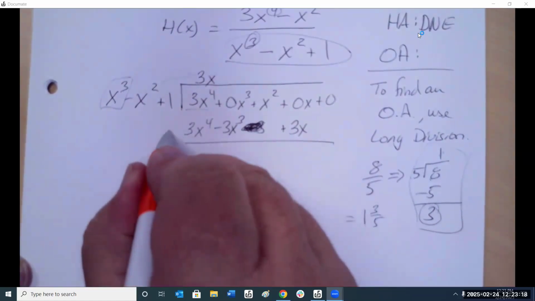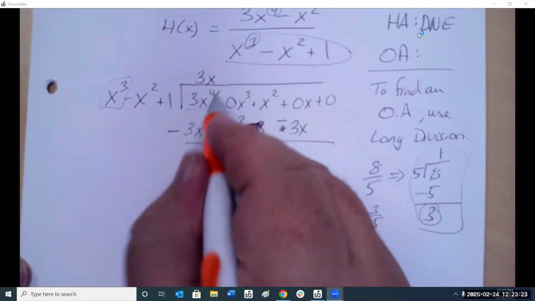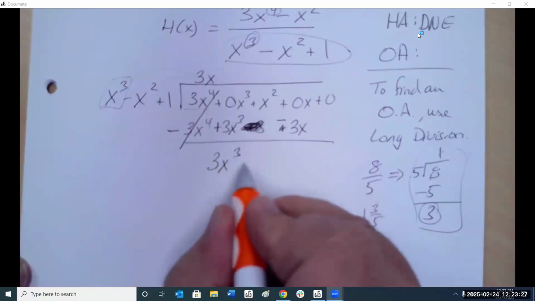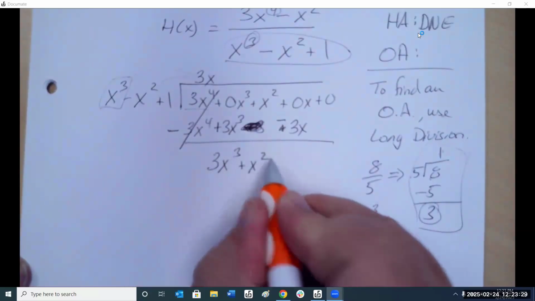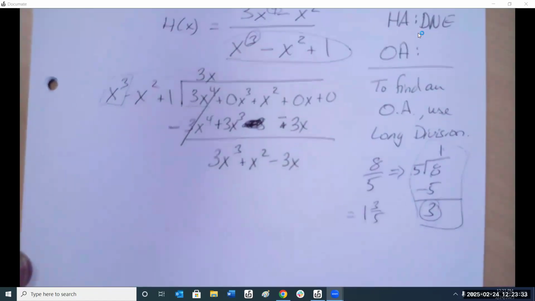Now we have to change the signs. We have to subtract. So the first term should cancel. 3x cubed, x squared minus 3x.